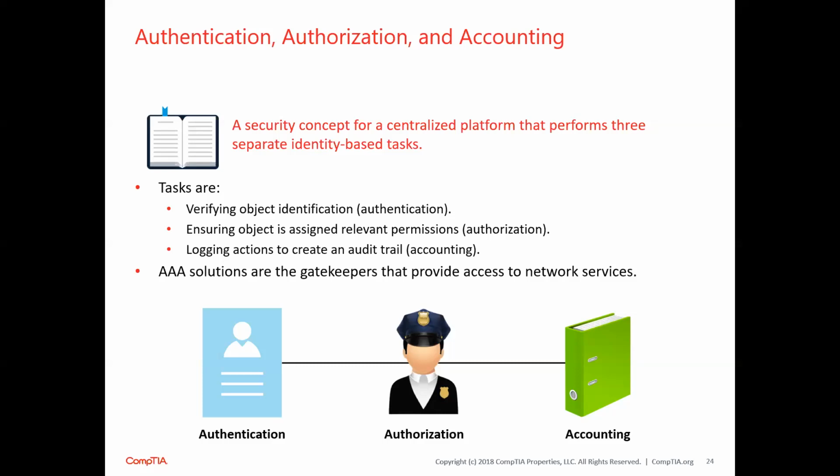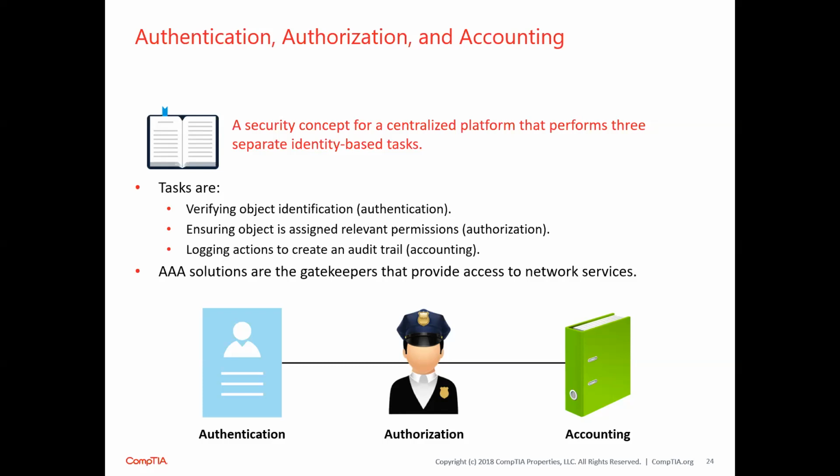Accounting is an example of a detective security control that provides audit trails for any activities. AAA solutions are the gatekeepers that provide access to network services. So you can use Active Directory, directory services, RADIUS authentication, and TACACS authentication, which provide AAA.